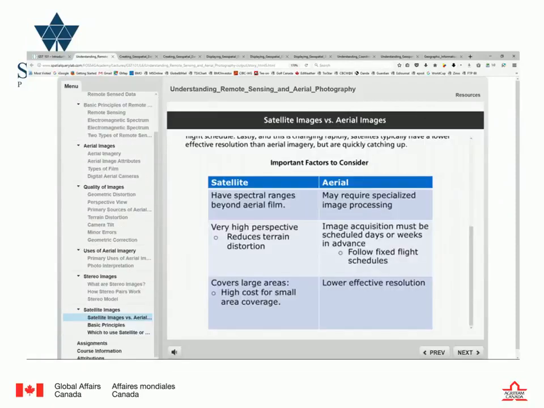Satellite versus aerial images. Satellites have high spectral ranges beyond film, very high perspective. So you can have many sensors on the satellite. You can measure many parts of the electromagnetic spectrum. And the aerial, you may or may not be able to do that. Generally, you will do color, RGB, on the sensor because it's like a camera sensor. You can have filters to make it a little better. The other part is because the satellite's so high up, you have much less distortion and you have much higher perspective. It's much flatter looking. If our drone is low down, the bumps are exaggerated.